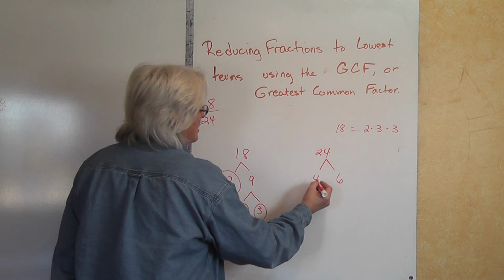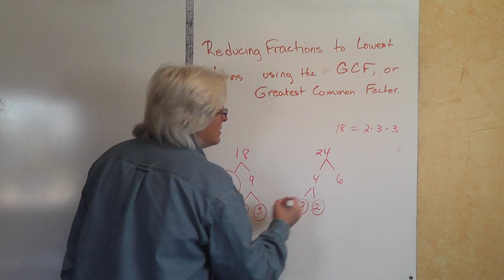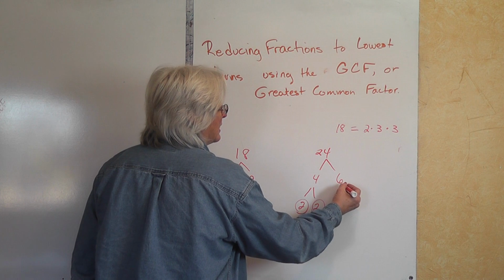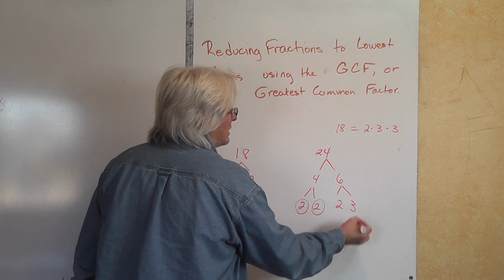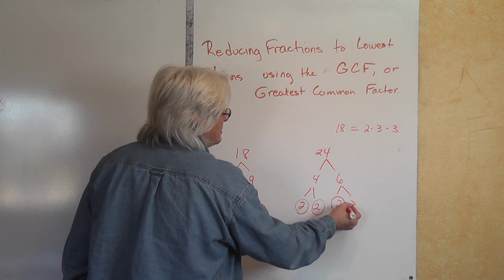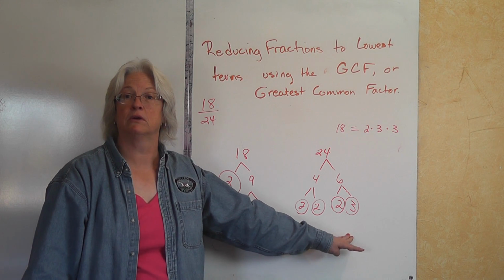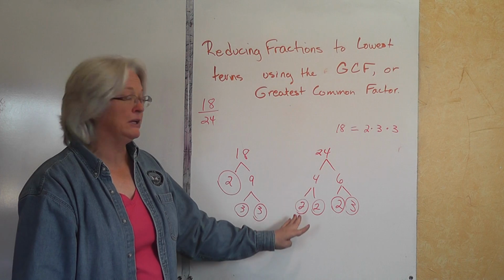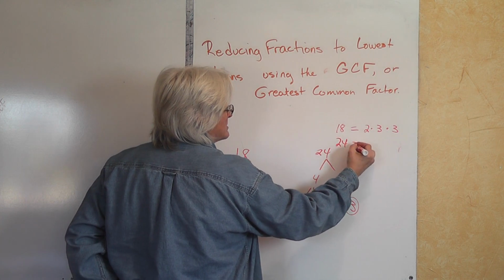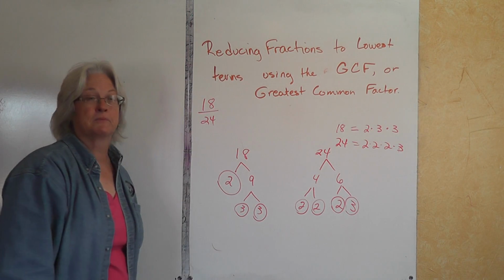Neither of these numbers are prime. So 2 times 2 is 4. The 2's are prime numbers, so I can circle them. What two numbers can I multiply together to get 6? 2 times 3. Both of these numbers are prime, so I circle those. All of my bottom numbers are circled and prime numbers, so I've completely factored 24. And I have 24 is equal to 2 times 2 times 2 times 3.